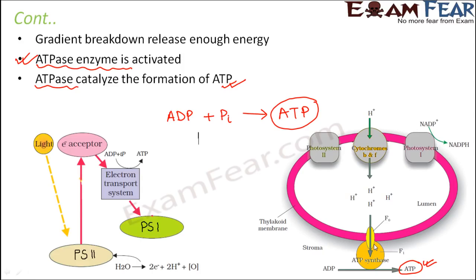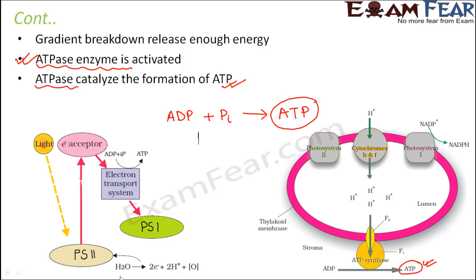Now if you try to understand the process from where we started, you will get the complete picture, even though we are still left with a few more things. But whatever we have studied so far, let us try to understand as a process. Everything started with PS2. When light falls on PS2, the electrons of the reaction center get excited, and the electron jumps out to higher energy levels and is taken by the electron acceptor.